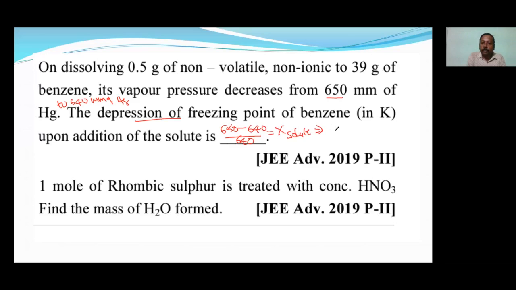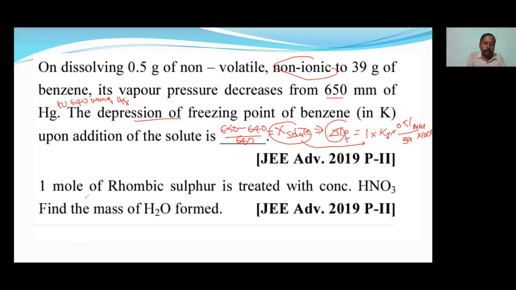Okay, the depression in freezing point will be delta TF. Non-ionic is given, therefore it will not dissociate into ions. Therefore, its van't Hoff factor i will be 1. Okay, 39 grams of benzene. Okay, delta TF is equal to i into KF into molality. Molality is what? 0.5 divided by molecular mass, then divided by the mass of solvent, 39 into 100 into 1000. So by using this mole fraction you can find out the molality, then you will get the depression in freezing point delta TF. Okay, so that is that question.